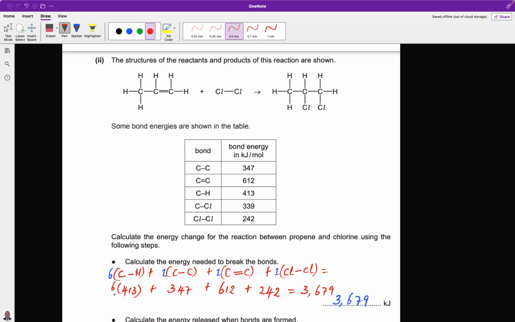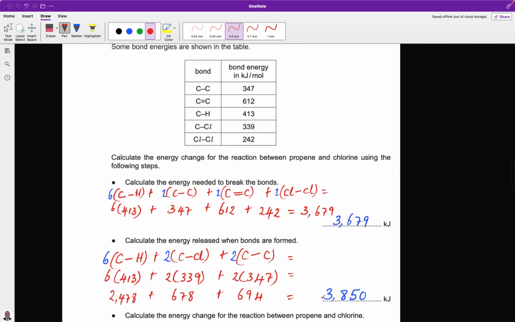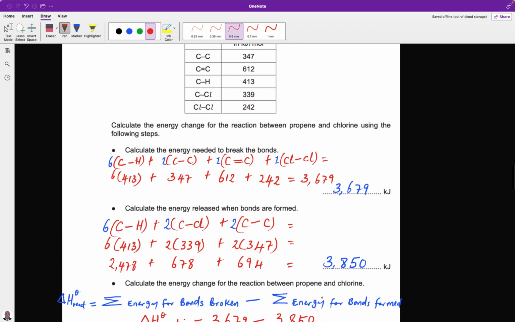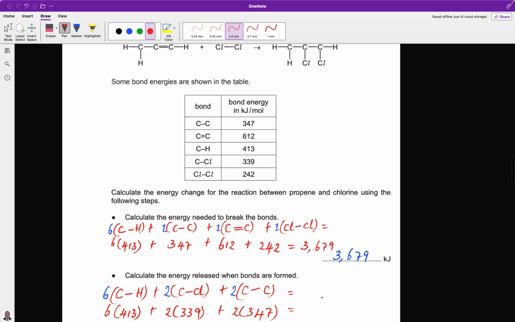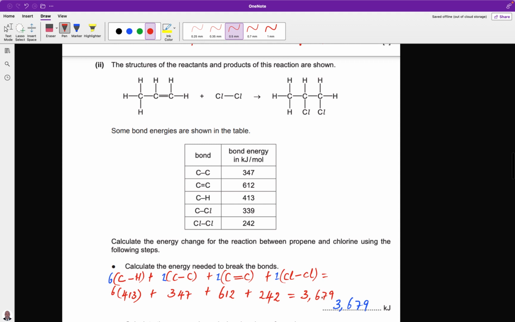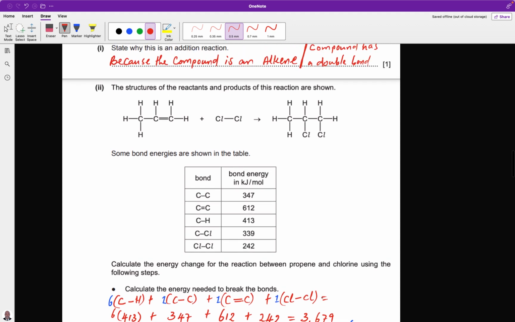If we multiply this, 6 times 413 plus 343 plus 612 plus 242, our total value will be 3,678 kilojoules. Now, that is the energy for the breaking of bonds. Now, the energy for the formation of bonds, or energy released when bonds are formed, is exothermic. Bonds are formed only in the products. So let's go to the product section.